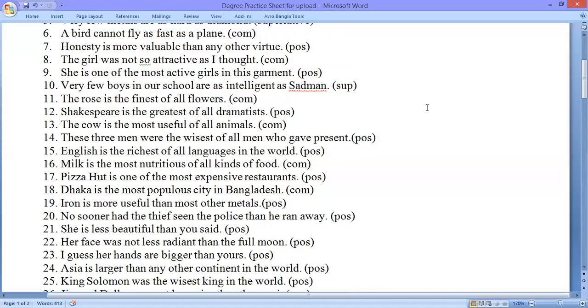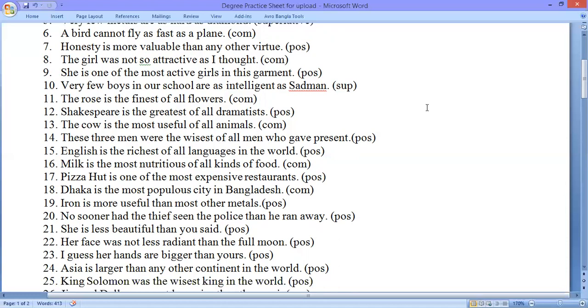This is question number 16. Milk is the most nutritious of all kinds of food. If you want to make this comparative, we shall have to use comparative form plus than all other. So the solution is milk is more nutritious than all other kinds of food. I'm repeating, milk is more nutritious than all other kinds of foods.